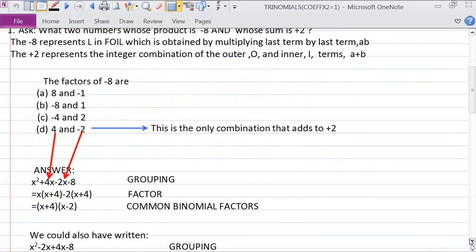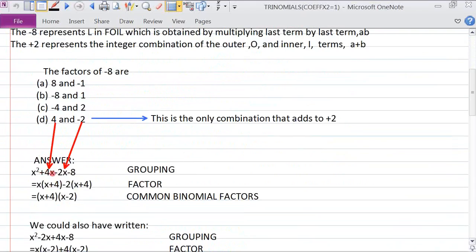Now, what we're going to do is take the first two terms. We're going to factor out x, and we're left with x plus 4. X times x gives me x squared, and x times plus 4 gives me plus 4x. From the third and fourth term, I'm going to factor out minus 2 here.